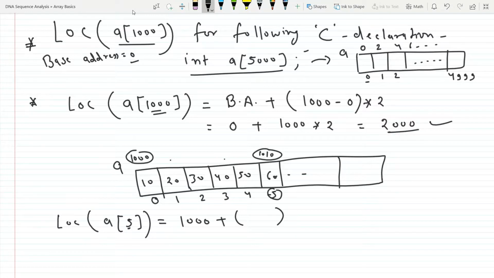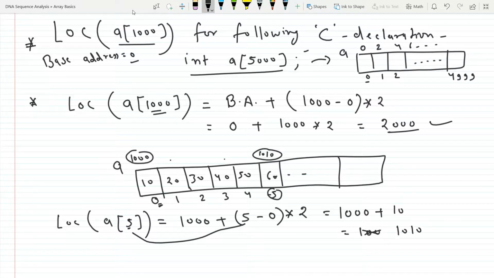So 0, 1, 2, 3, 4. Okay, 4 cells we moved, so the fifth cell. So how do we go there? Like 5 minus initial. So the fifth is this one. Okay, and minus 0 is what? 0 is the lower bound of this array, and multiplied with the size. So by default the size is what? 2. So what will be the answer? The answer is 1000 plus 5 into 2. 5 minus 0 is 5, into 2 is 10. So ultimately this will give me 1010 as the answer. Okay, so this is the case.